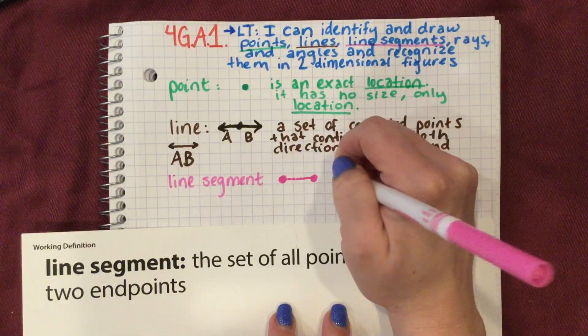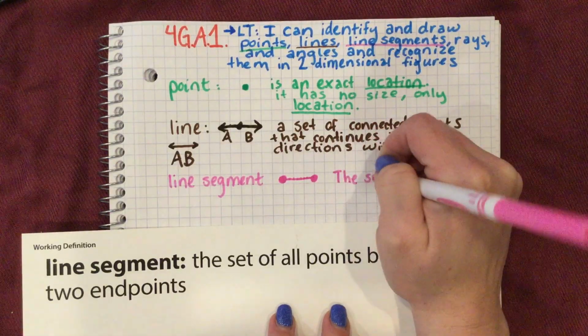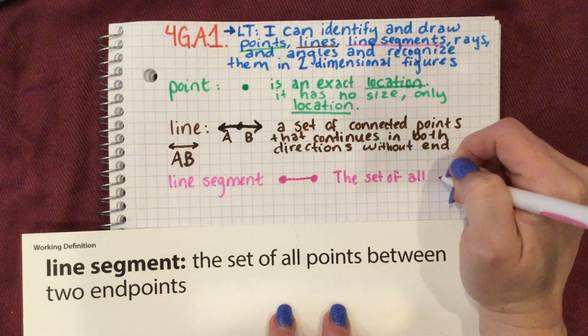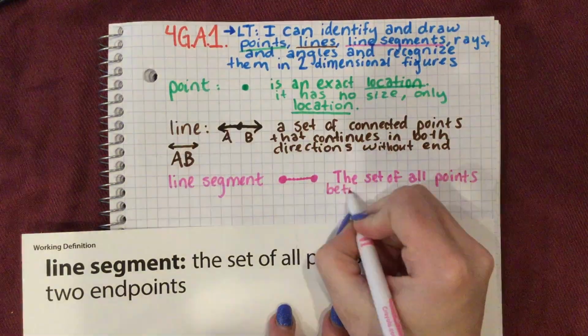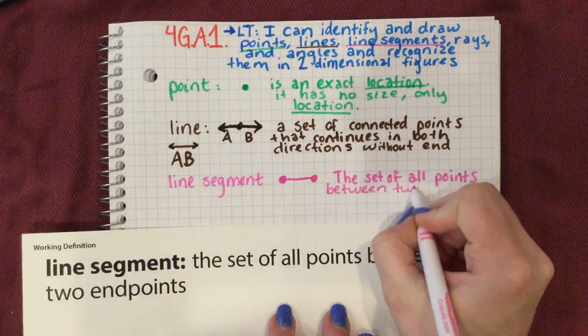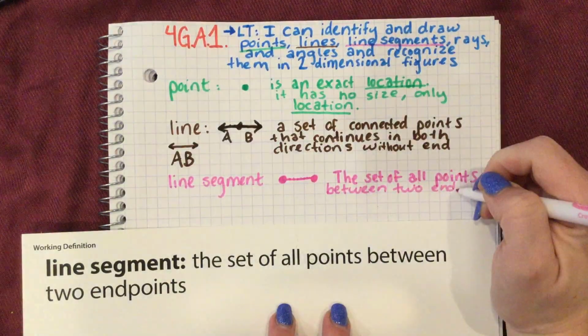So a line segment is the set of all points between two endpoints.